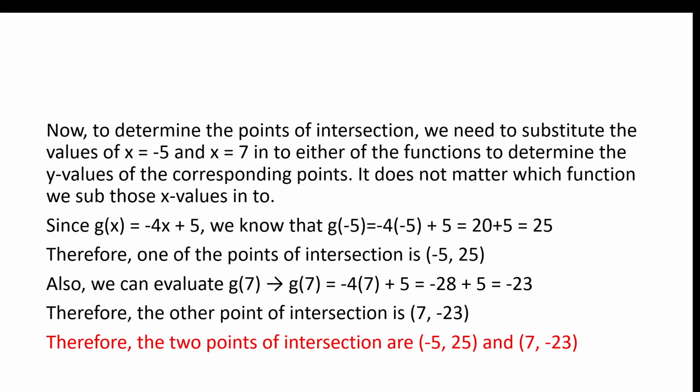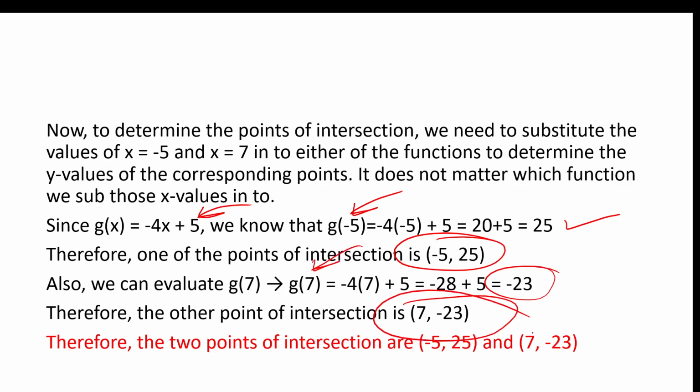It doesn't matter which of those functions we sub it into. So since we have a linear function g of x equals negative 4x plus 5, we'll simply sub in an x value of negative 5 and an x value of 7 to that. If we let x be negative 5, then g at negative 5 equals 25, meaning one of the points of intersection is (negative 5, 25). If we let x equal 7, then g at 7 equals negative 23, meaning one of the points is (7, negative 23). And we have the 2 points of intersection of the straight line with the parabola.